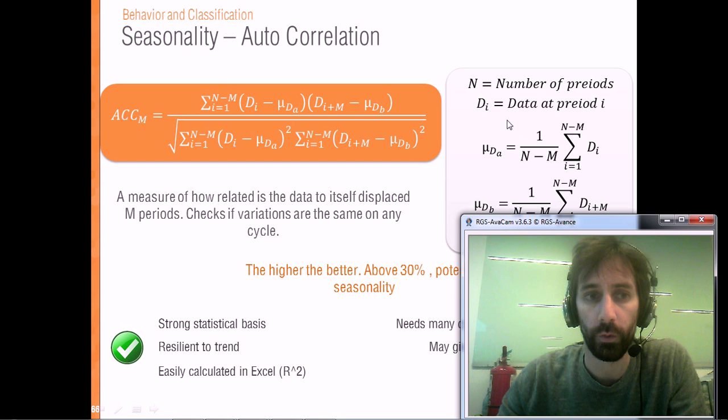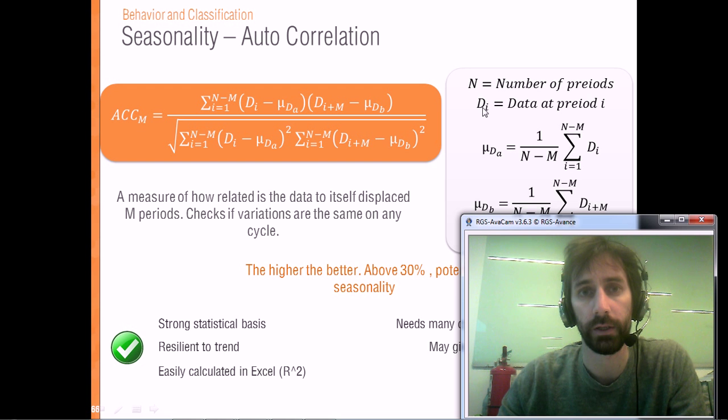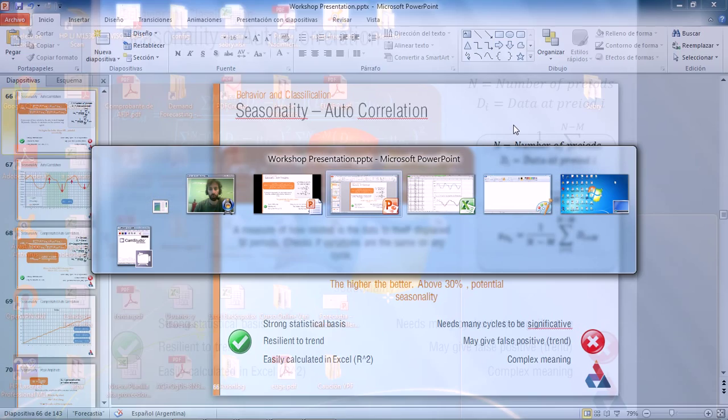So the formula for autocorrelation is pretty complex, as you can see, but it is very easy to calculate in Excel, and it has a very simple meaning. Basically, to talk about autocorrelation, we first have to start with correlation. Let me show you what I mean.